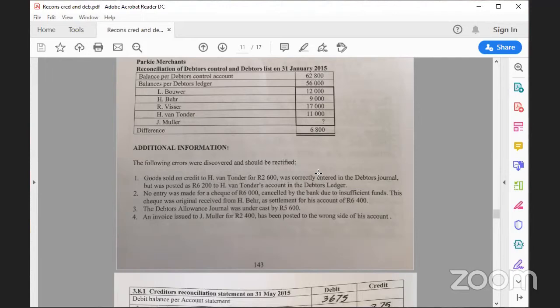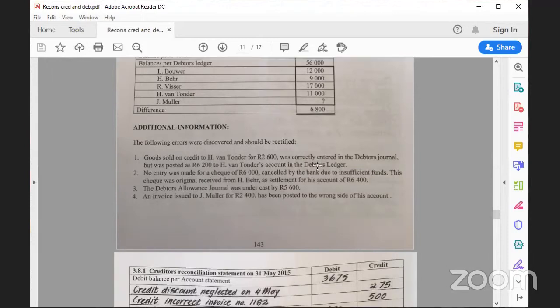No entry was made for a cheque of 6,000 Rand cancelled by the bank due to insufficient funds. So he paid, but there were insufficient funds to settle his account. So we have to rectify the discount allowed, as well as the bank amounts. The debtors allowance journal was undercast by 5,600 Rand, so it was obviously under. So we need to rectify that.